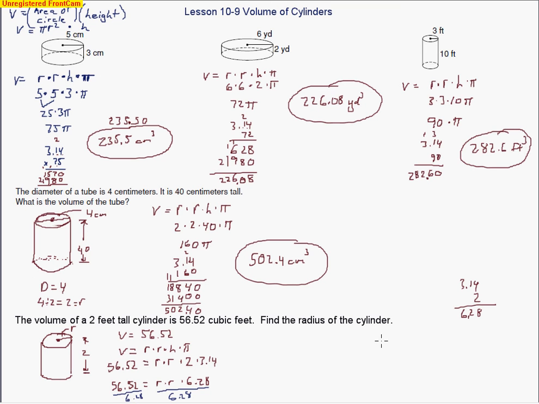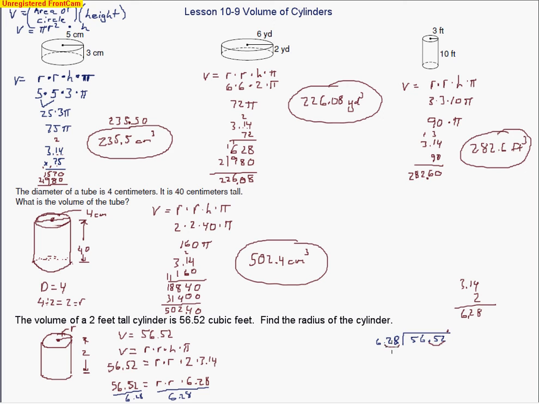So now we have a tough division problem. 6.28 divided into 56.52. Whenever we divide by decimals, we always move those decimal points over. So let's go ahead and do that. It goes over 2 spaces, so this goes over 2 spaces. So the decimal point comes straight up.